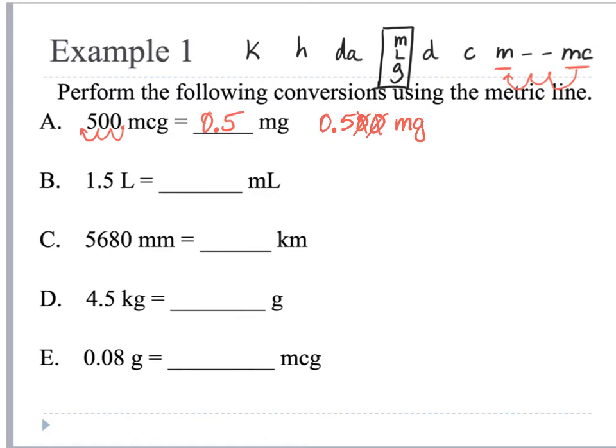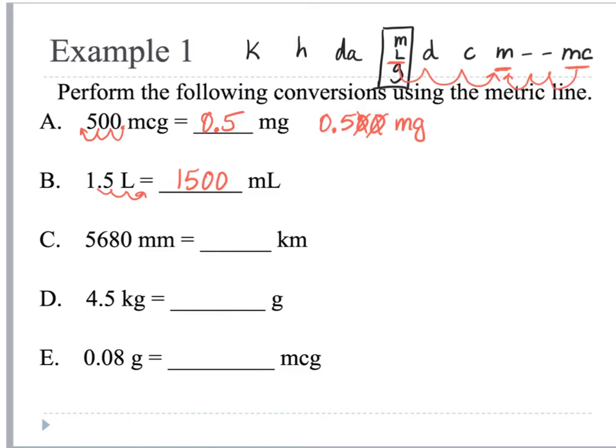Part B, we have 1.5 liters is how many milliliters? So first thing I want to do is find liters, and then milli is over here. So I need to go from liters to milliliters, so 1, 2, 3 places to the right. So I'm going to move my decimal point 1, 2, 3 places to the right, which gives me 1,500 milliliters.